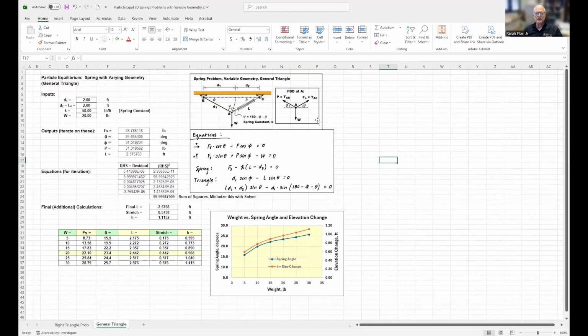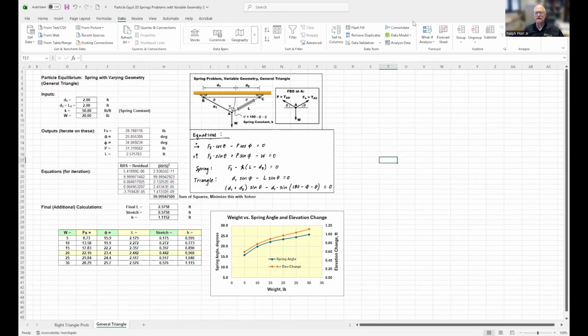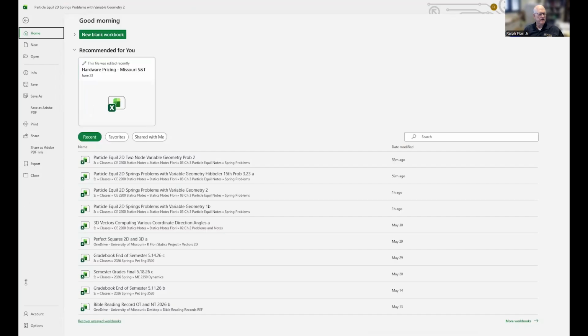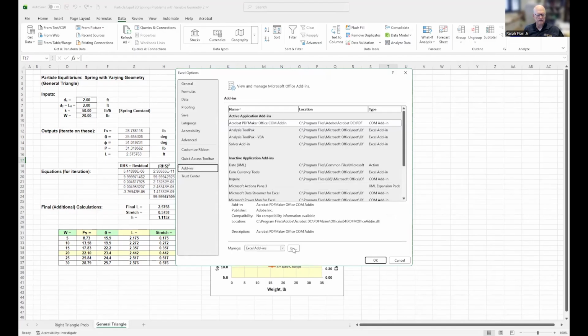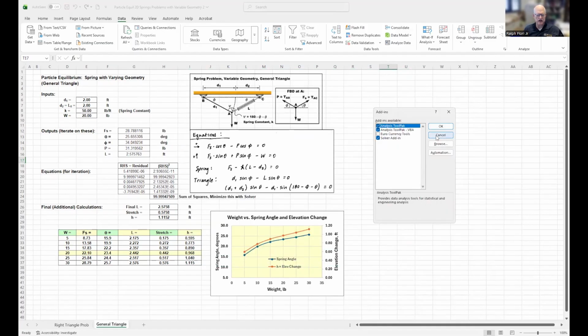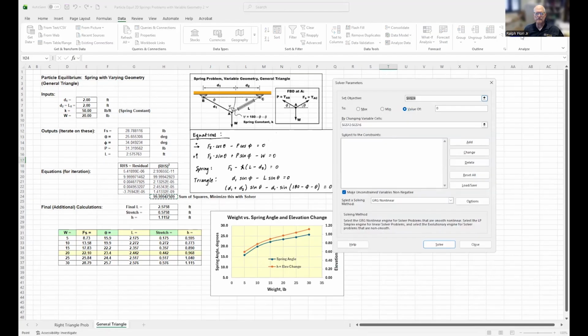And let's launch Solver. So we'll go to Data and Solver. And again, if you don't find Solver, go to File, Options, Add-ins, and you want the Solver add-in to be checked. Okay. And so we click on Solver.